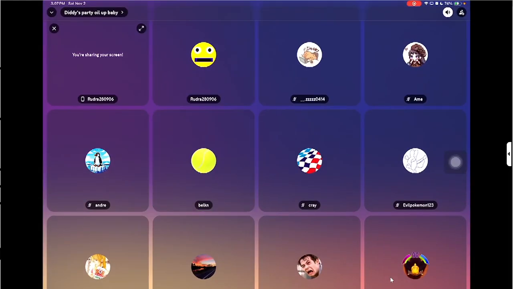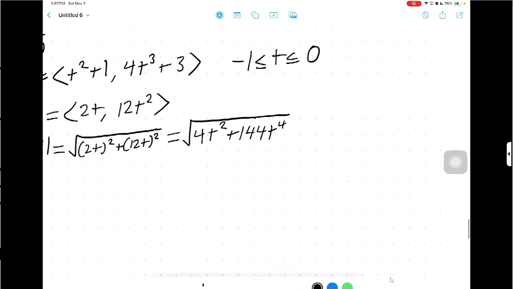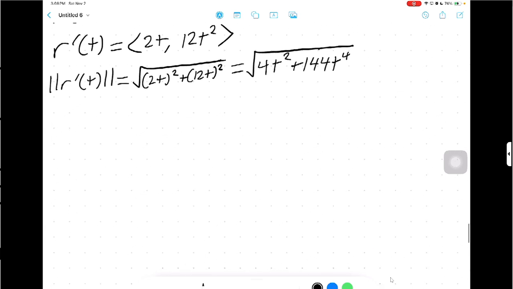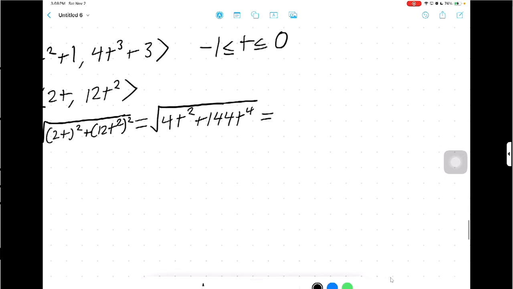Don't forget the... get the what? 144 to the... huh? Oh, you didn't write t squared. You wrote 12t. Yeah, 12t, the derivative of 4t. Oh yeah, there's a 12t squared here, but I fixed it on the other one. Yeah. Yep, alright, got it.